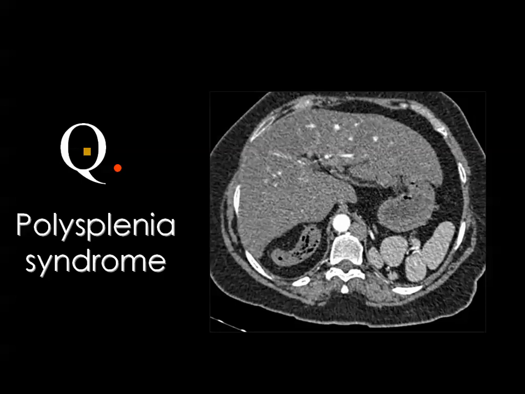Whatever the site of the liver and also the site of the stomach, in the presence of multiple spleens, you should diagnose this polysplenia syndrome, and after that you should look carefully for the continuation of the IVC.